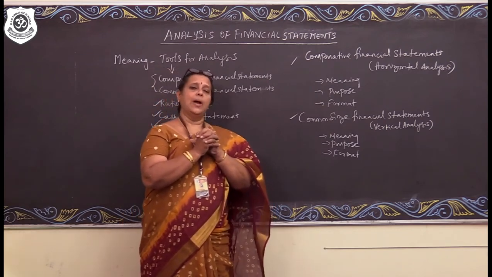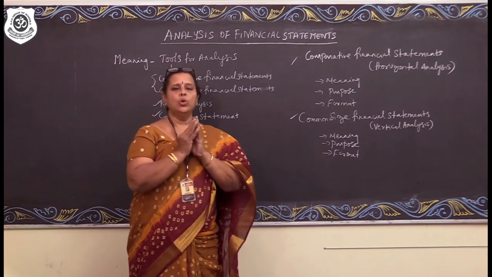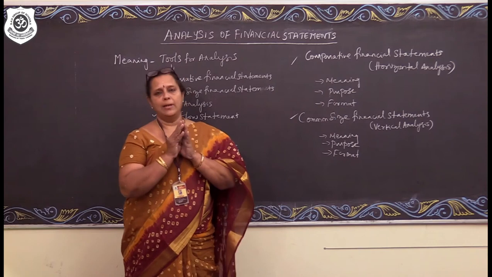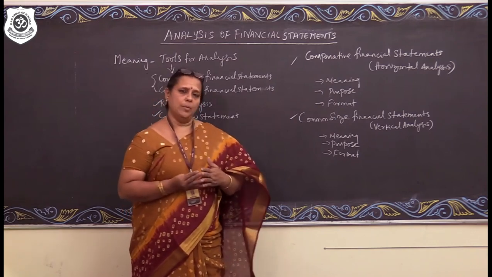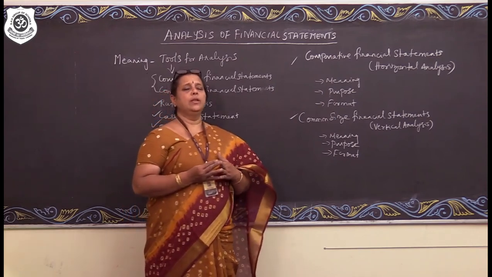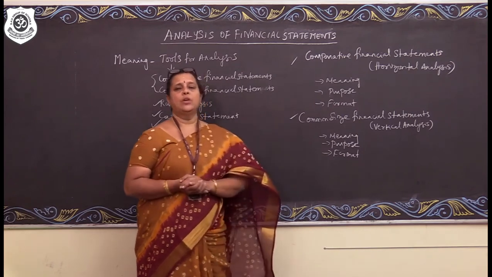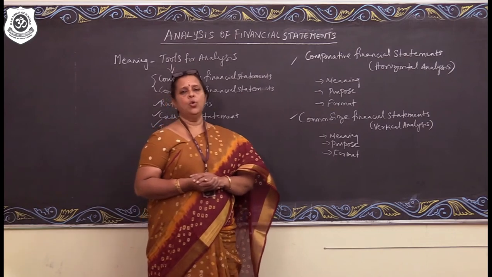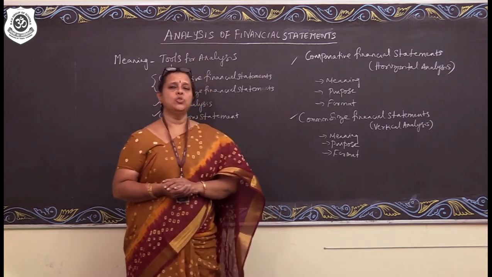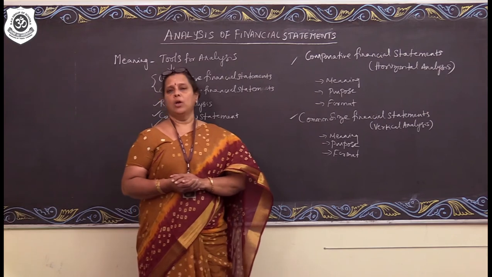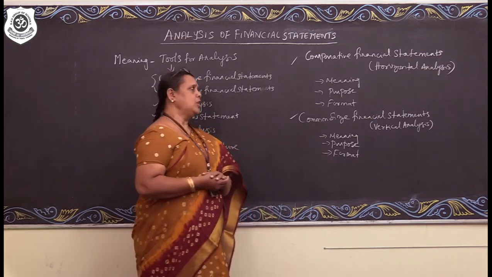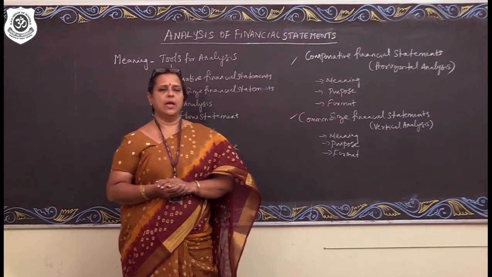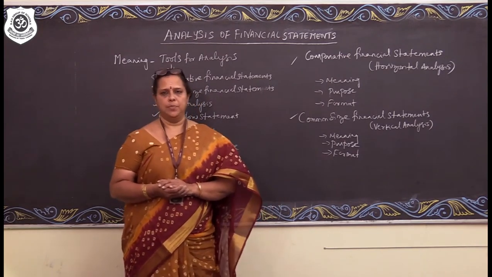Similarly, a common size balance sheet is prepared to know the composition of each element of the balance sheet to the total of the balance sheet, which is taken as a common base. In a common size financial statement, which we call vertical analysis, we will be able to know the composition and contribution of each item to a common base. Now, we shall learn about the format of comparative financial statements and common size financial statements.